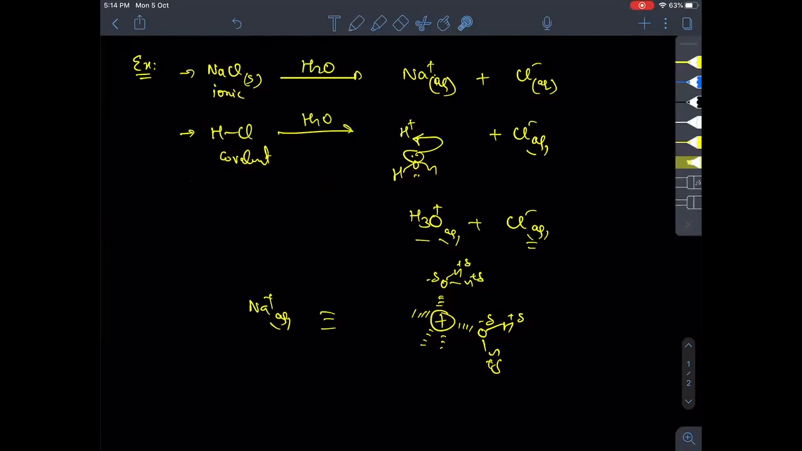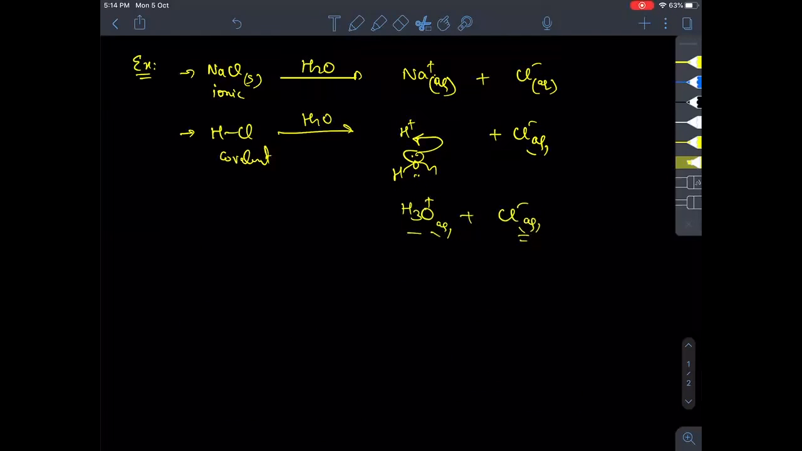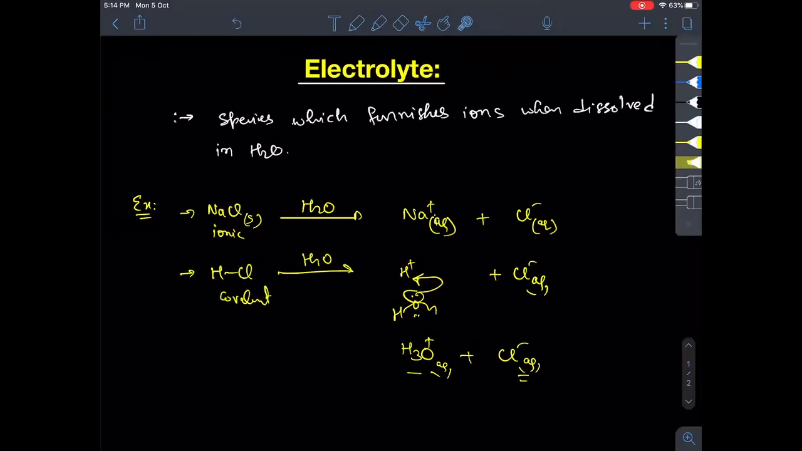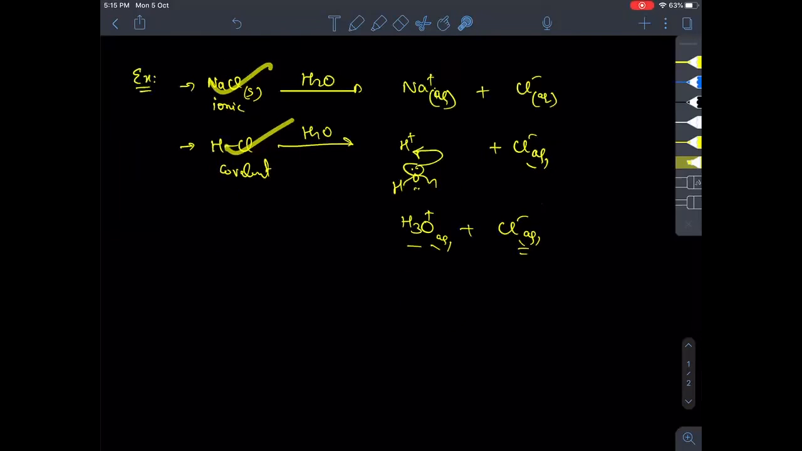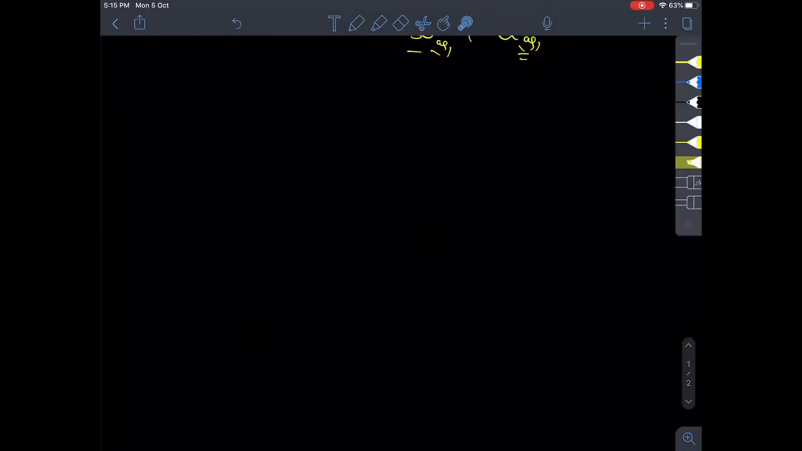Right. Now the next question is, okay, sir, that means it may be a covalent molecule, it may be an ionic molecule, which can be an electrolyte. So electrolyte is not necessarily only a covalent molecule. It may be covalent also, it may be ionic. So these are the two best examples. Now let us classify this electrolyte. Classification.